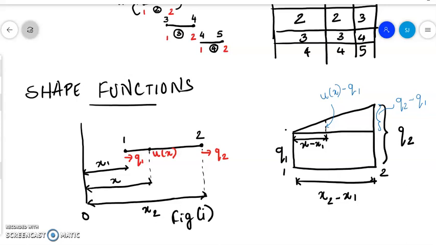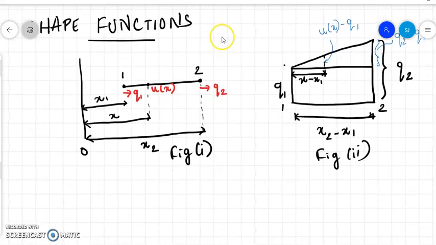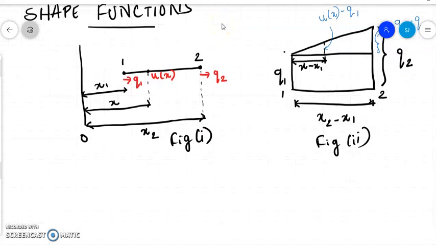Let us call this second diagram figure 2, and let us move on to derive the shape functions. So consider the two noded bar element. The axis of the member is x along the length of the member. Nodes 1 and 2 of the member are at a distance of x1 and x2 respectively from the origin, and q1 and q2 are the displacements at 1 and 2 respectively. Let u of x be the displacement at the point x.